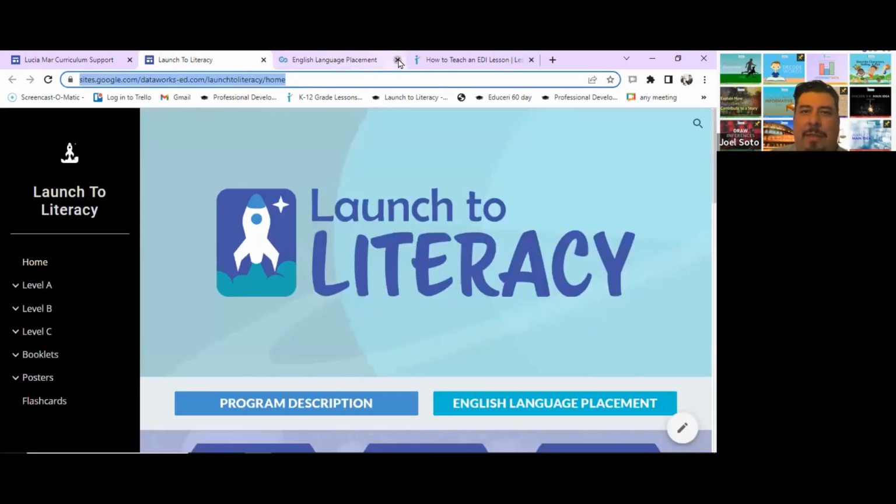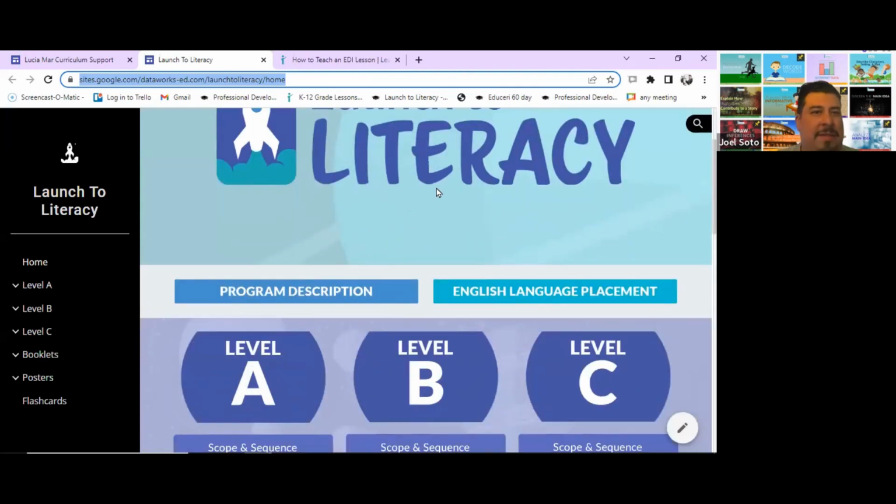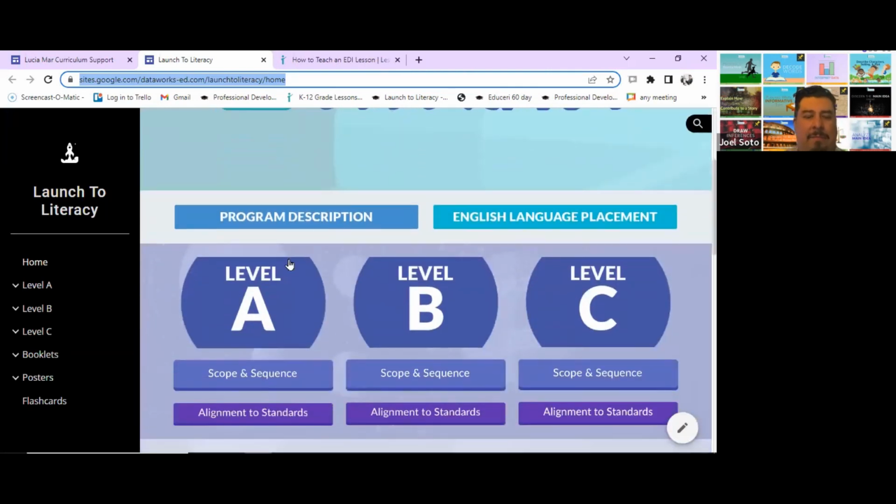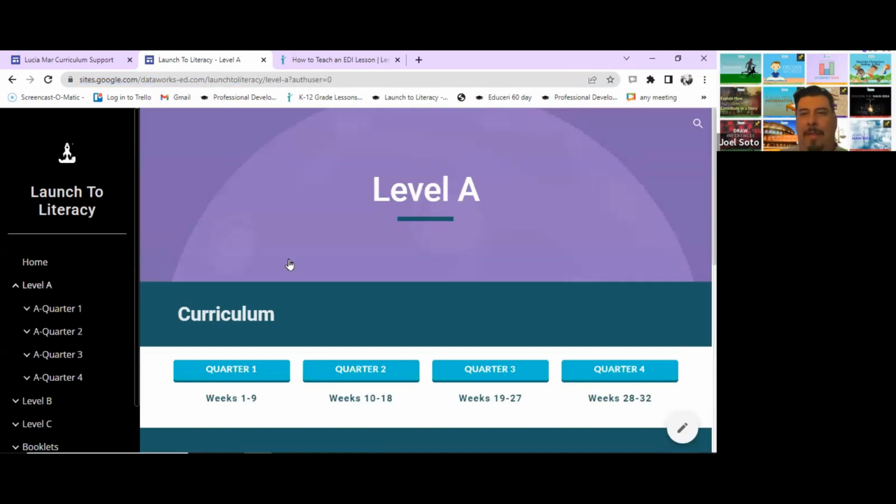Day in the life of a teacher. Let's say I have a bunch of newcomers I'm working with, and that's okay. I go to level A, because that's the level they're in. Once again, no teacher manual. I go to quarter 1, that's where I'm starting.